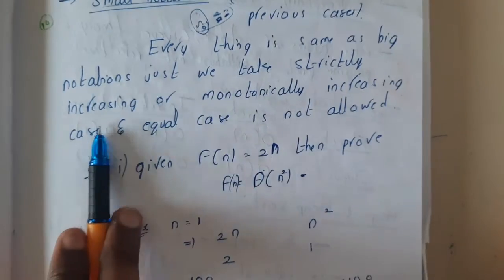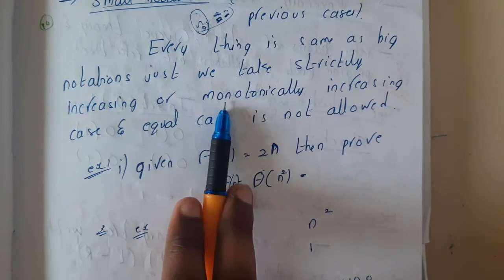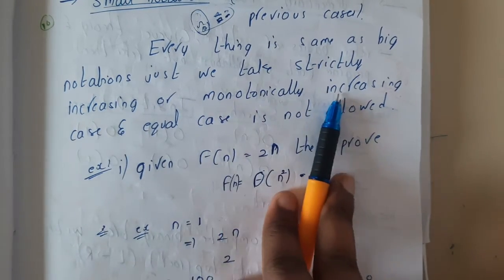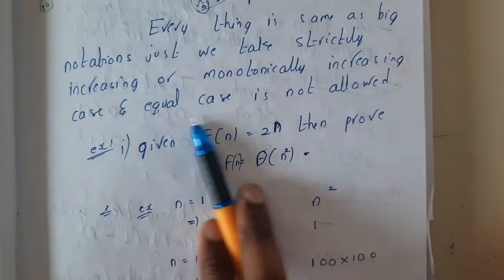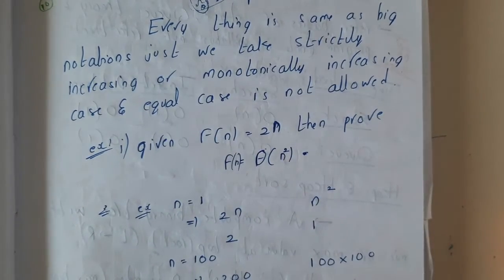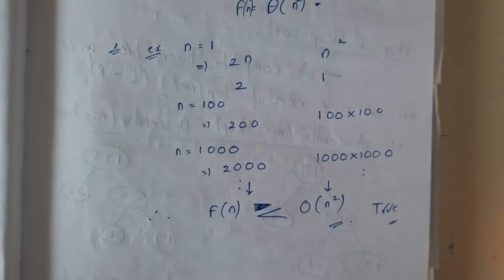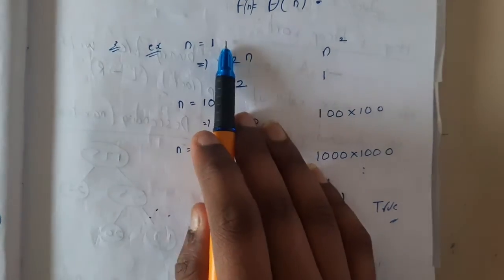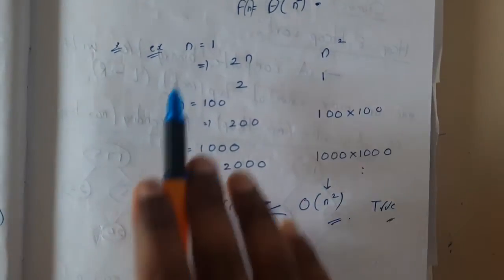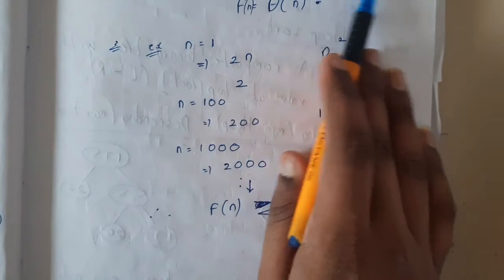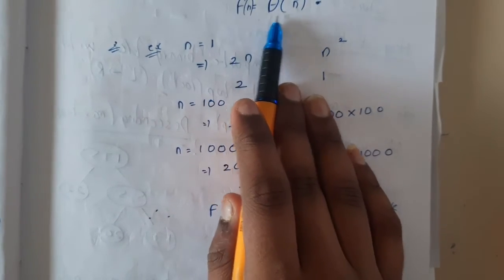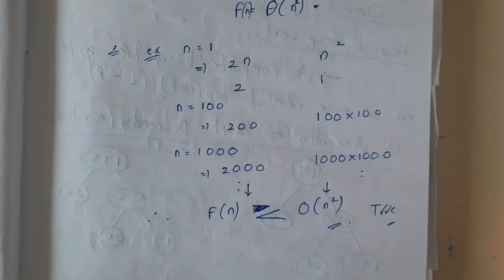We just take strictly increasing or monotonically increasing cases, and equal cases are not allowed. So we will not be considering the equal cases. Okay. So if you take a small example, here we are given f of n equal to 2 power n, then prove f of n equal to theta of n square.